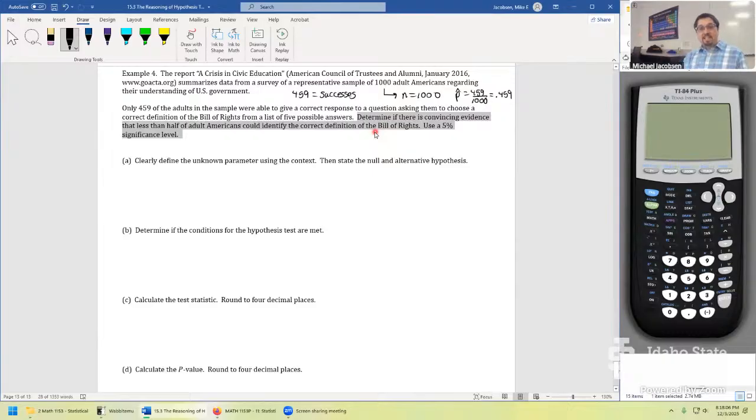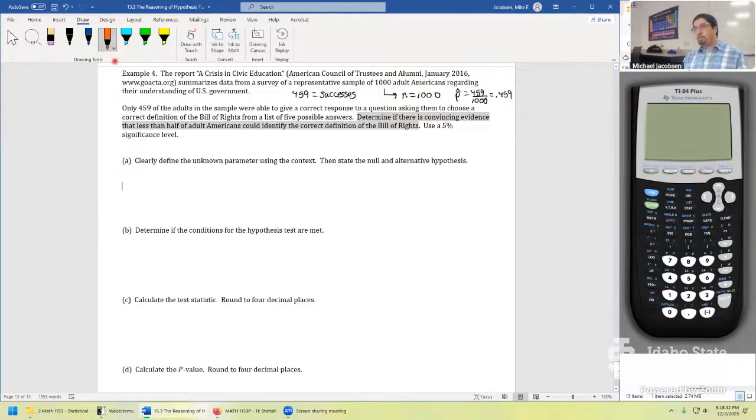If you see a command statement that could imply a question, that's possibly your alternative hypothesis, the research question or the research command. This is what we're doing in this problem, encapsulated here. It says, determine if there is convincing evidence that less than half of adult Americans could identify the correct definition of the Bill of Rights. So that's a big statement there. Let's highlight that. That's essentially the alternative hypothesis. This is HA.